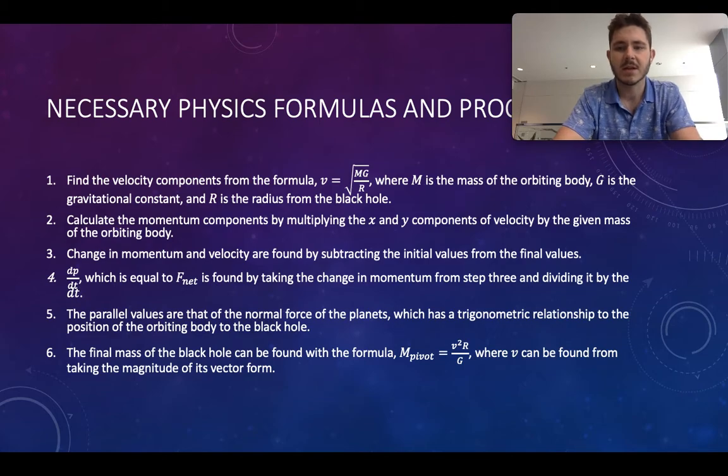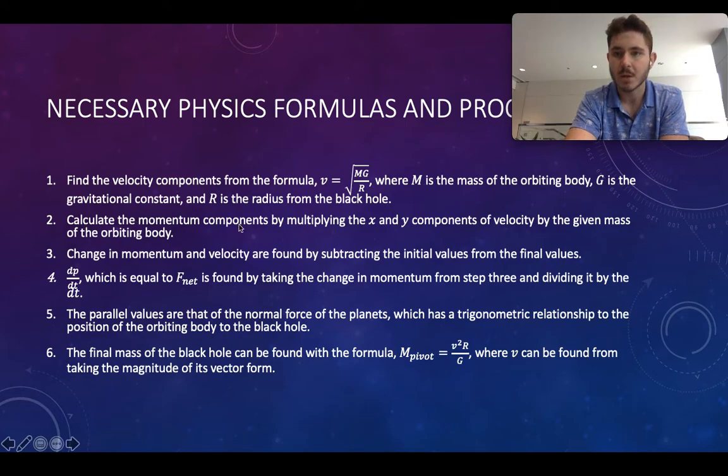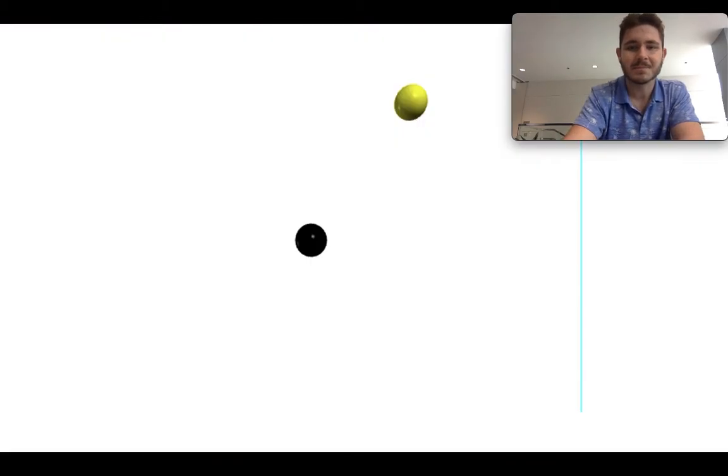So first we're going to find the velocity components of the formula, which is given by this equation, and the mass of the orbiting body and the gravitational constant are given. All that we have left is the radius from the black hole, and that's just given in the Python code. And then of course, to find the x and y components, we can break that down, mass times velocity, in order to find the momentum. And then we can work through them all the way to find the mass of the pivoting body, which is the black hole, by this formula: velocity squared times the radius over the gravitational constant.